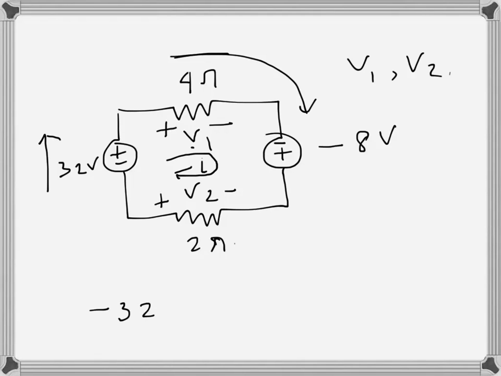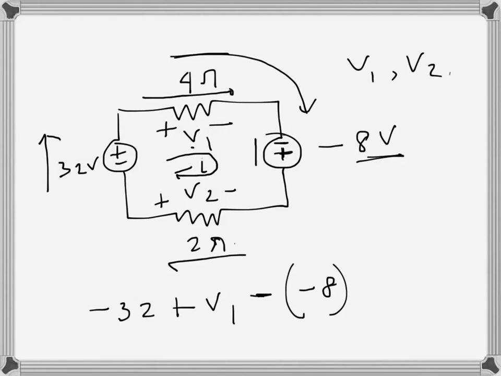Then V1, when we go in this direction, that's a drop, so that's a plus. And then when we go this way, minus 8 volts, the direction here minus plus, that's a rise, so that will be negative, but the voltage itself is also negative, so it will be like that. And finally this V2, when we go in this direction, that's a rise, so that's negative.